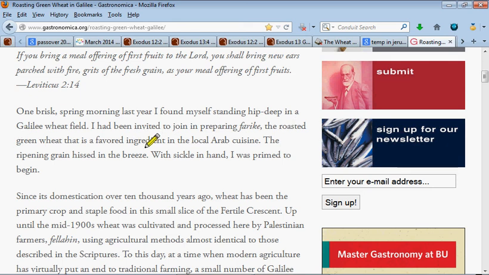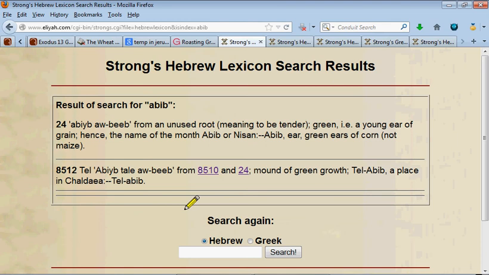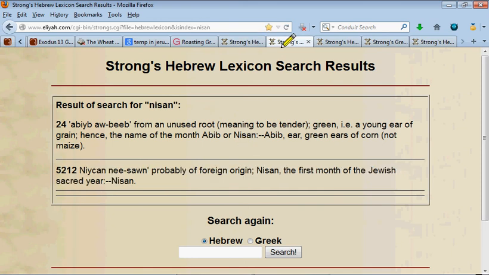So they have, on a brisk morning, hip deep in a Galilee wheat field. Okay, so we're at spring. All right? So we've already shown the temperatures. Let's check out Abib. Tender, green, younger ear of grain, hence the name of the month Abib. Or Nisan. No, absolutely 100% not. Let me prove it. Nisan, probably of foreign origin, the first month of the Jewish sacred year. Well, that changes. March or April. Impossible. You can't have the first month of the year be two different months. Impossible.